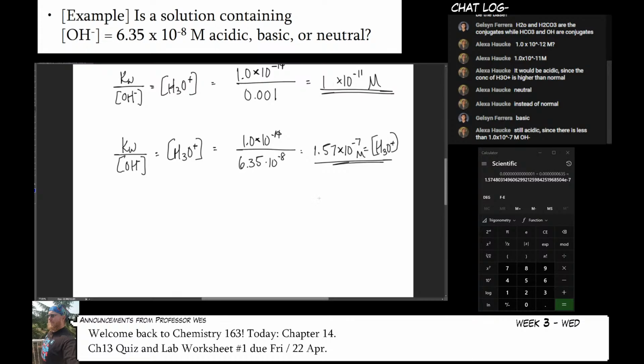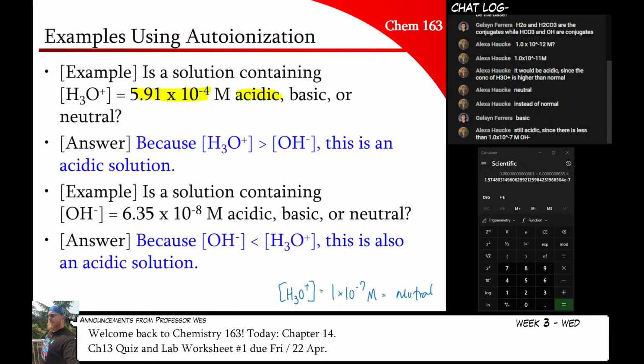Now, this number is greater than 1.0 times 10 to the minus 7 moles per liter. So we would conclude that this solution was actually an acid. And that makes sense because the amount of hydroxide is less than 10 to the minus 7, right? It's only just slightly less, but it is less. And therefore, this must be an acidic solution as well.